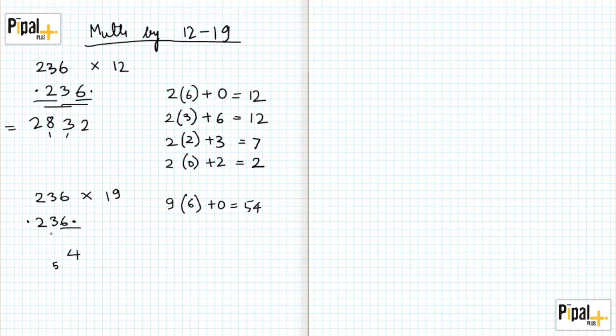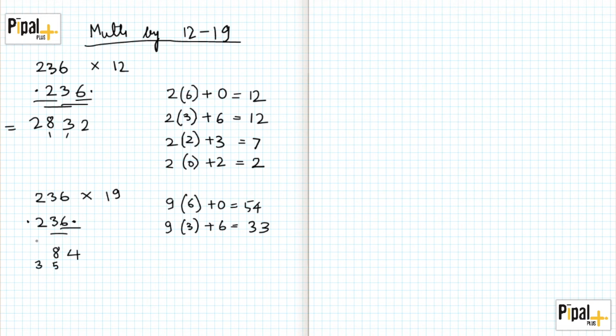Now the next pair is 3, 6. So I'm going to do 9 times 3 plus 6. So 9 times 3 is 27 plus 6, 33, right? So I'm going to bring my 33 here, but there's already a 5 waiting, right? So 33 plus 5 is 38. I'm going to write an 8 here and carry 3 over, right?